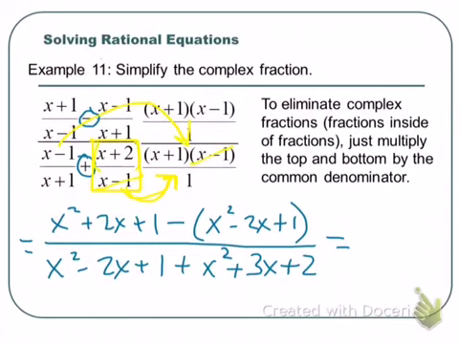Upstairs we get x squared minus x squared. That's going to be 0x squared, right? 2x plus 2x will give us 4x. And then 1 minus 1 is 0. So our numerator is just 4x. In the denominator, we're going to have 2x squared plus x plus 3.